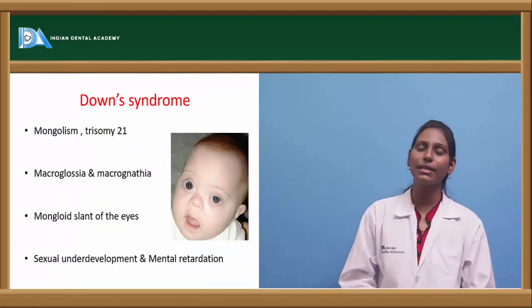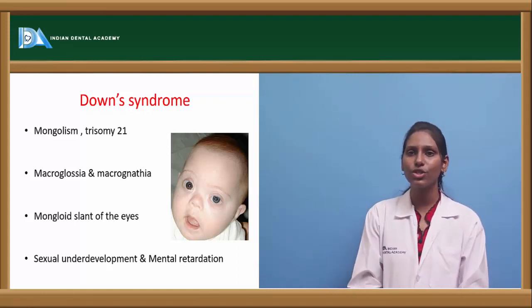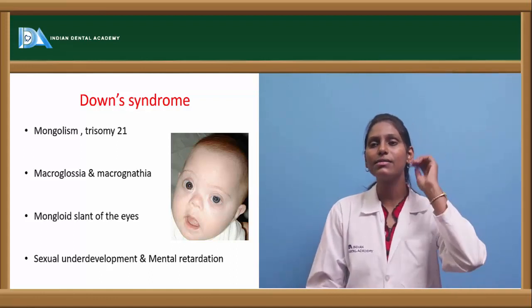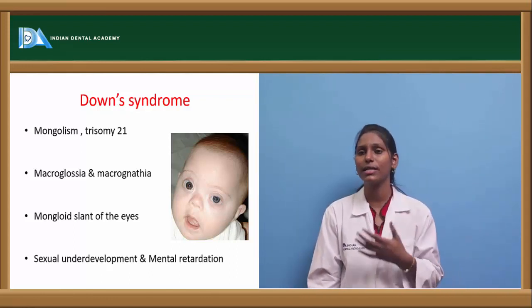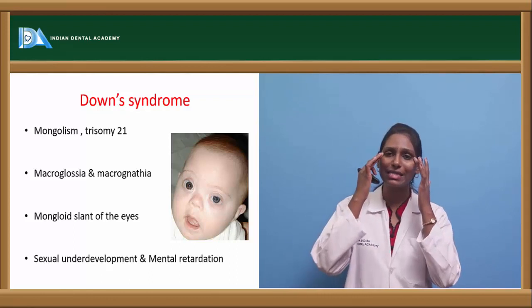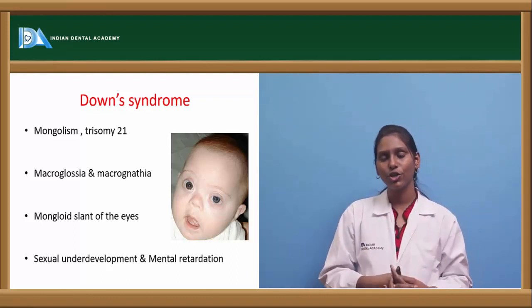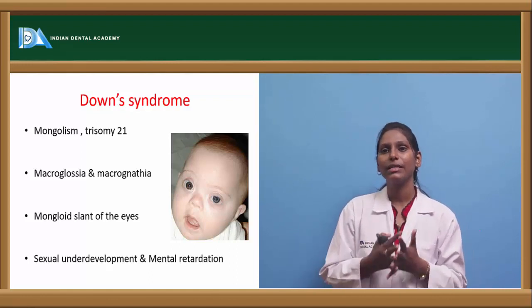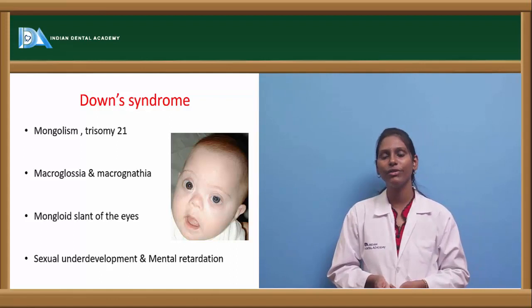And the next one is Down syndrome. Down syndrome is also called Mongolism. It is usually trisomy 21. In Down syndrome, the most common features are that the patient exhibits macroglossia and micrognathia. We have mongoloid-type slant eyes. The patient's IQ is less than normal, and the patient has mental retardation, and sexually underdeveloped kids can be seen in this case of Down syndrome.